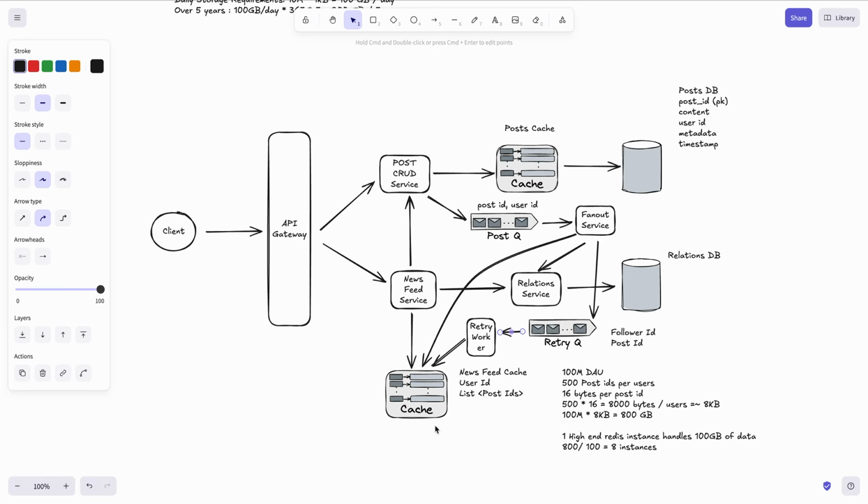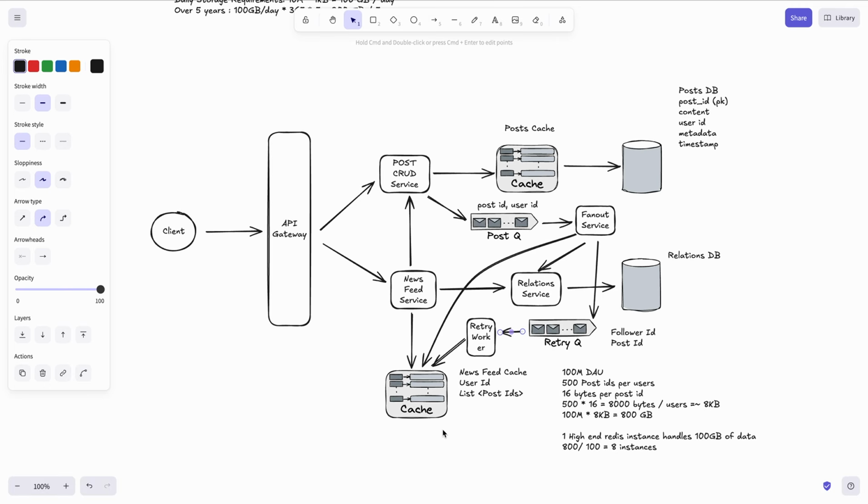Now, even with a reliable fan out, users can miss a post if our pagination isn't handled correctly. A common mistake is using offset based pagination, that is, give me 20 posts starting from, let's say, the 21st post. This is problematic because if new posts are added while a user is scrolling, the content shifts and they might accidentally skip some posts.